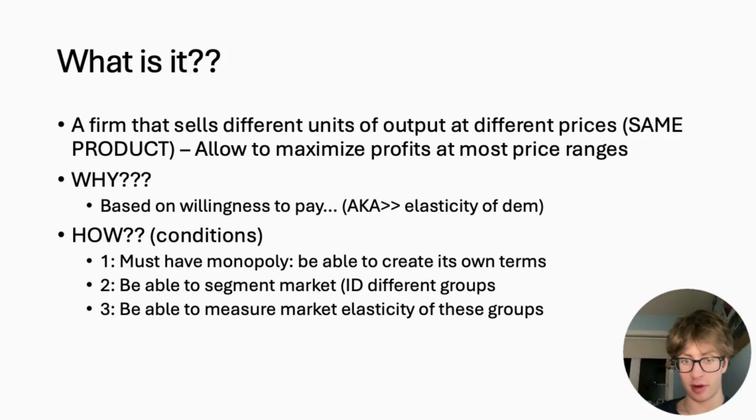And so how do firms do this? First, they have to have a monopoly or the power to be able to do this. Two, they have to be able to identify the different groups they're going to separate their consumers into. And three, they're going to have to be able to measure the elasticity of these groups or their willingness to pay.